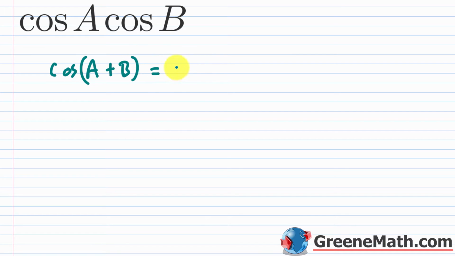And this is equal to the cosine of a times the cosine of b. And then if this is a plus, you want a minus. Then you have the sine of a, and then times the sine of b. Okay, let me do the other guy.